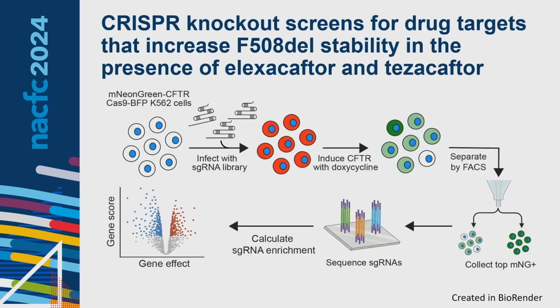So the way I do this is I perform CRISPR knockout screens for drug targets in the presence of elexacaftor and tezacaftor. I have an Ameen-green F508del cell line that also expresses Cas9. I infect with a guide RNA, I induce CFTR expression, and then I use FACS sorting to select for the top 5% GFP positive cells, and then compare that to an unsorted fraction, and then I sequence the guide RNAs and calculate gene enrichment and the like.